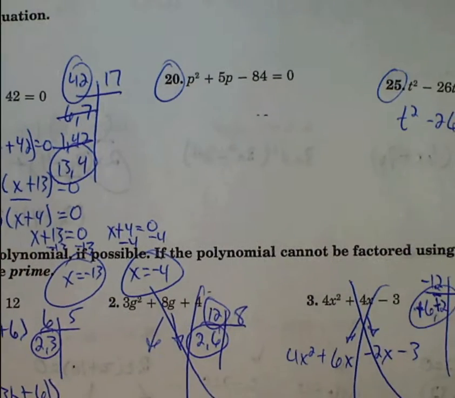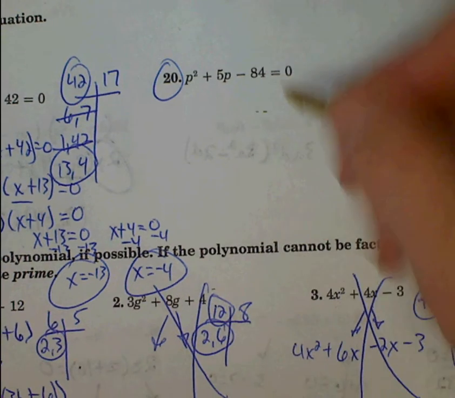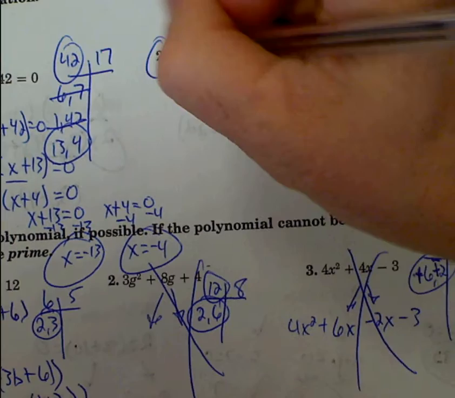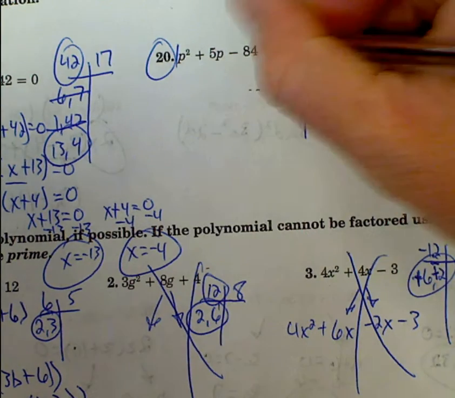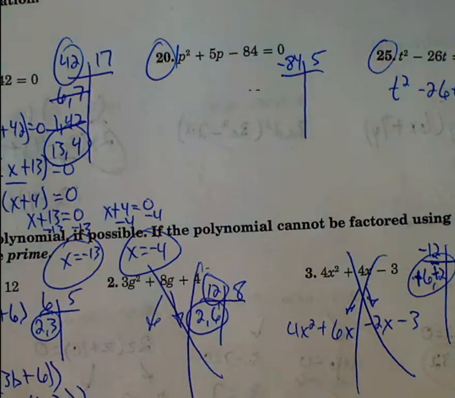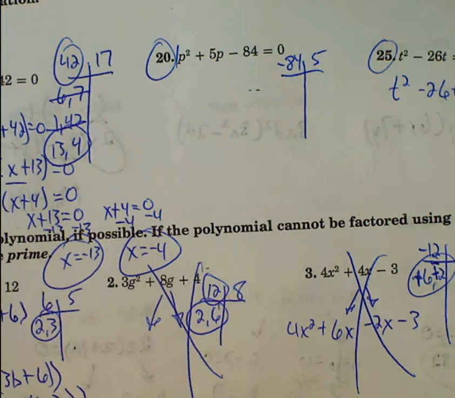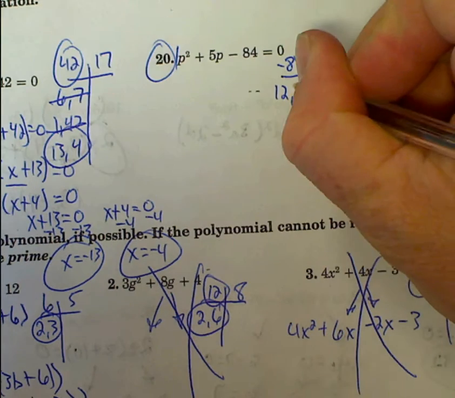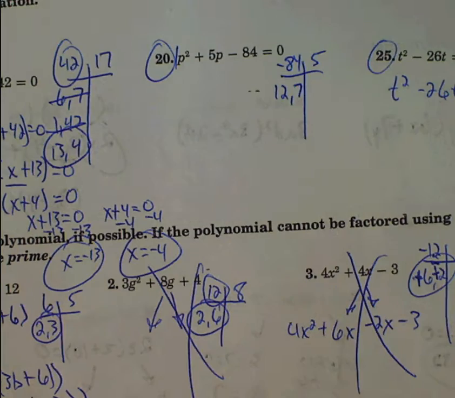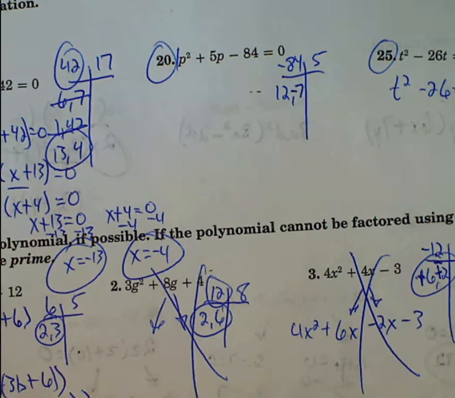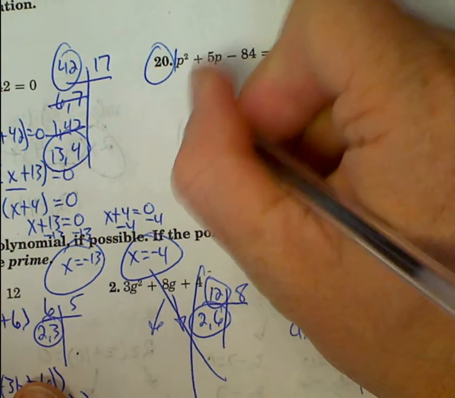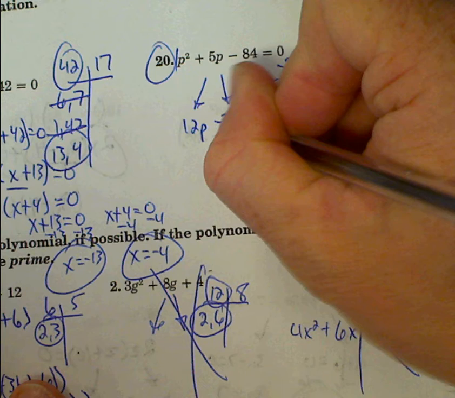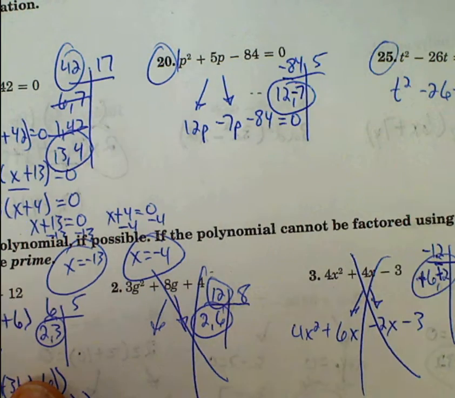Next one, number 20. On number 20, I can't take anything out of all. It's a quadratic, so I'm going to take 1 times negative 84. Middle term is 5. Let's see if I can figure it out. 84 divided by 12 is 7. So that works. The 7 has to be negative. So this would give me 12p minus 7p minus 84 equals 0.